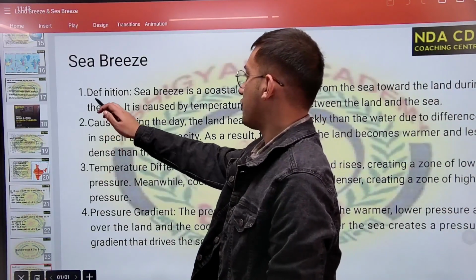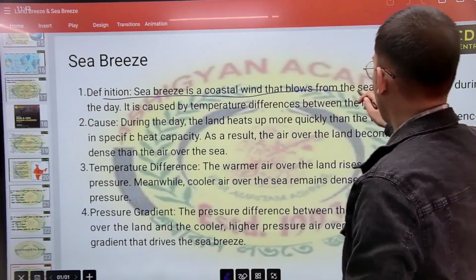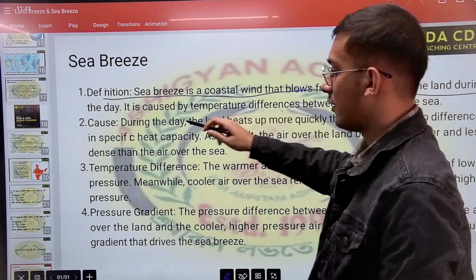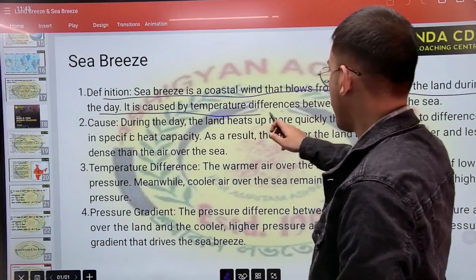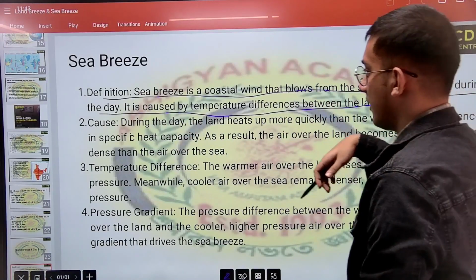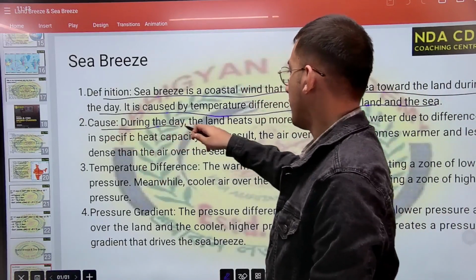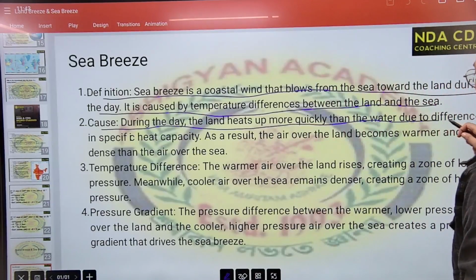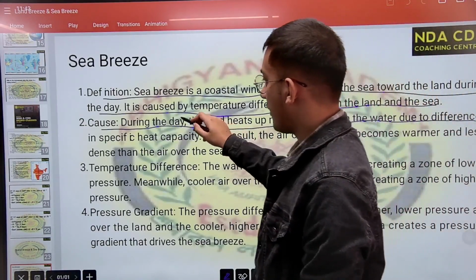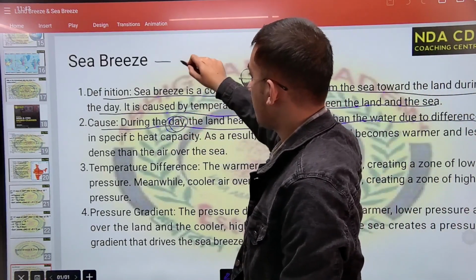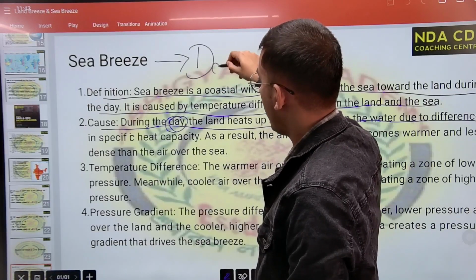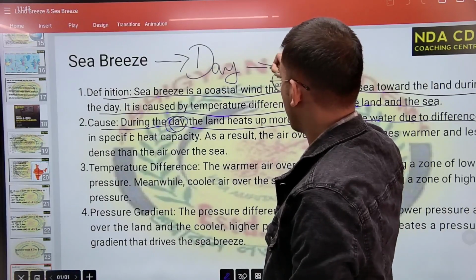So, firstly, with the definition, sea breeze is a coastal wind that blows from the sea towards the land during the day. It is caused by temperature difference between the land and the sea. During the day, the land heats up more quickly than the water. So firstly, it's in the day. So sea breeze is in the day, right?